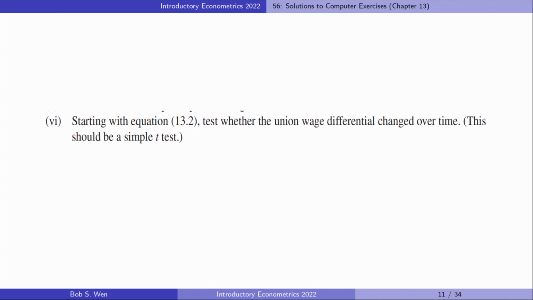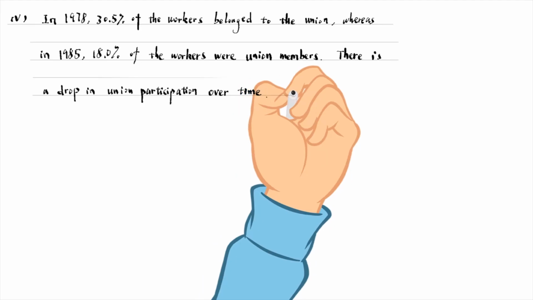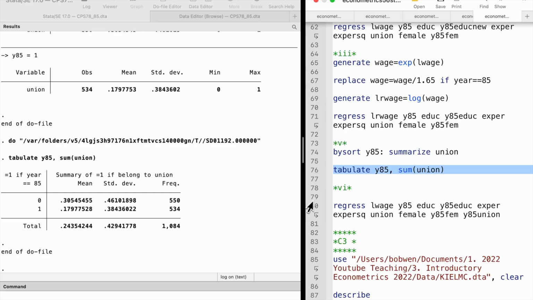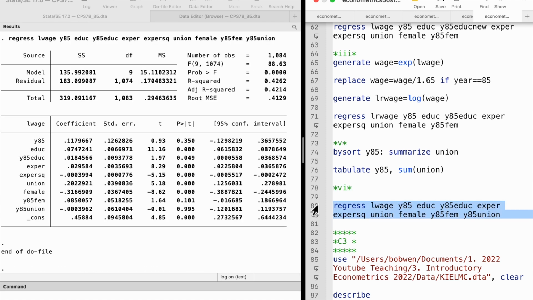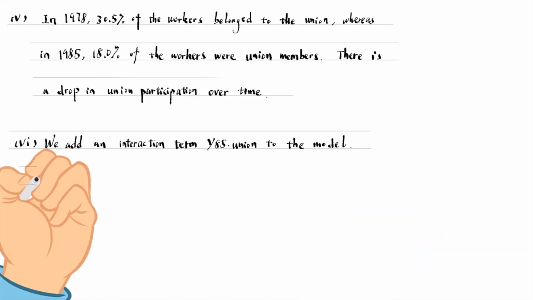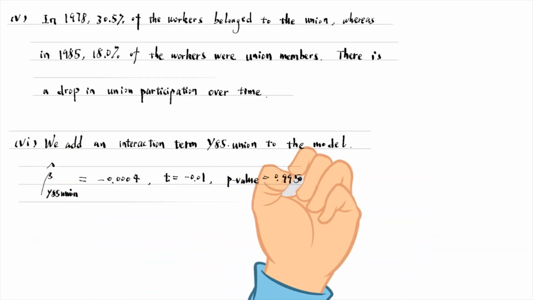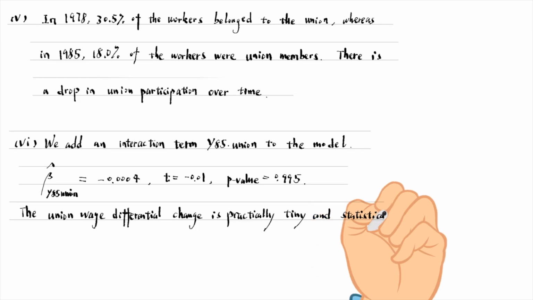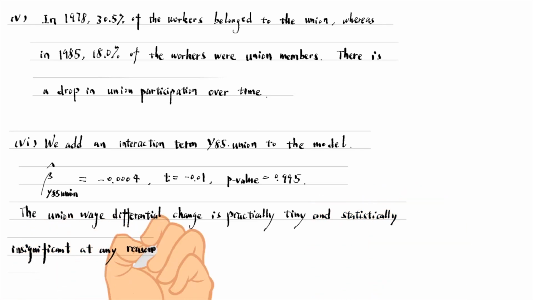In part 6, we test whether the union wage differential changed over time. We add an interaction term between the year 85 dummy and the union membership to the model. The union wage differential was 0.202 in 1978, and it reduced slightly in 1985 by 0.0004. The change is practically tiny and statistically insignificant at any reasonable level, with a p-value of 0.995. It suggests no change in the union wage premium over time.